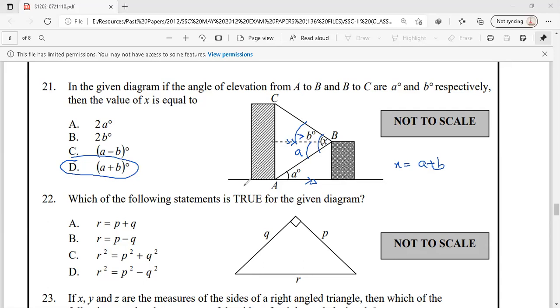In question 22, we have to find the true condition for this given diagram, in which we have a right angle triangle. This is the hypotenuse, and one is the perpendicular and the other is the base. So R square should be equal to P square plus Q square. Option C is the right answer.